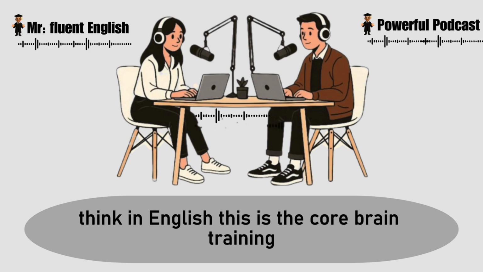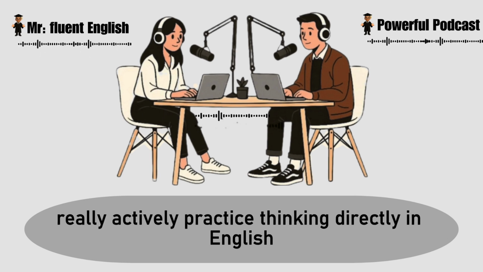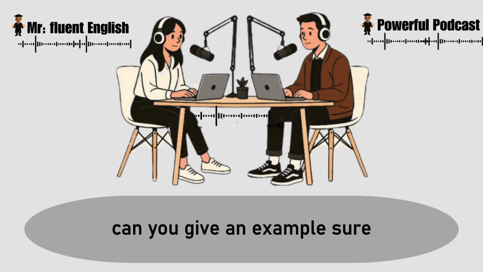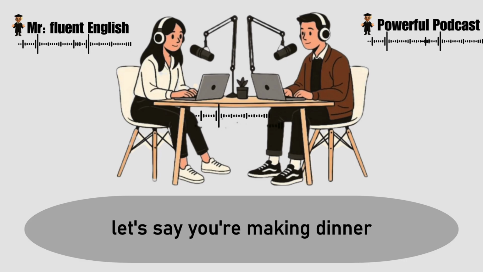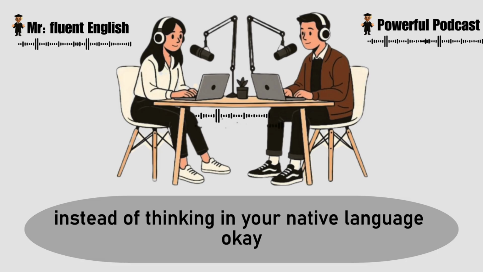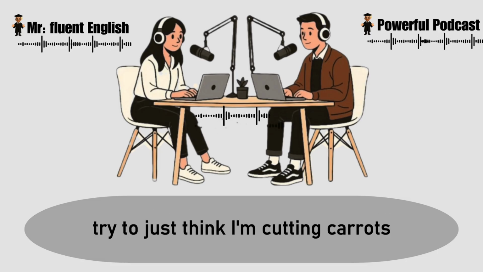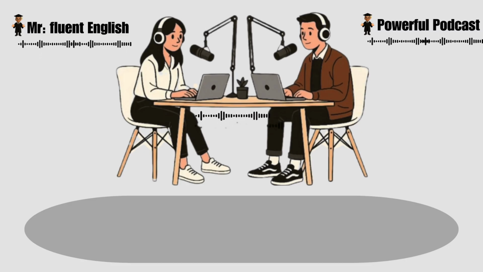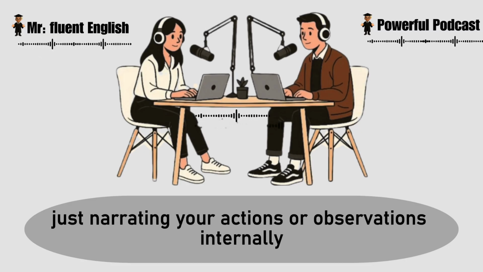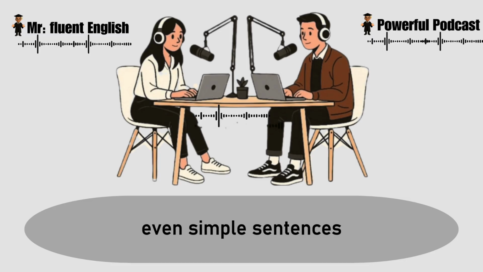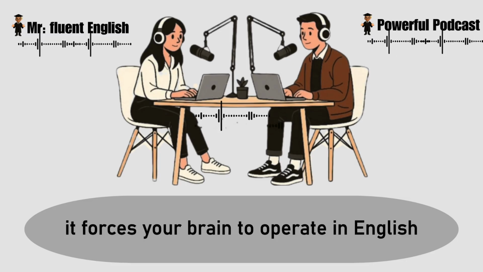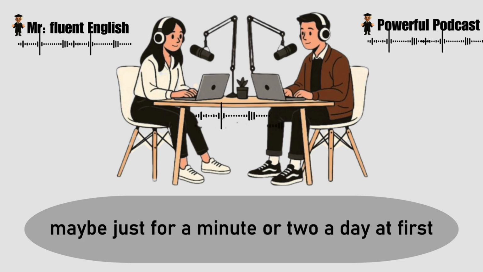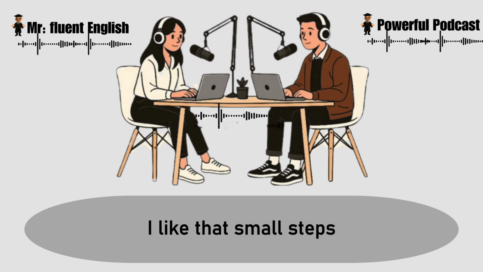This is the core brain training, really. Actively practice thinking directly in English instead of translating your thoughts. How does that work in practice? Can you give an example? Sure. Let's say you're making dinner. Instead of thinking in your native language, okay, I need to chop these carrots, try to just think, I'm cutting carrots. Or notice, the water is boiling. Just narrating your actions or observations internally, but in English. Exactly. Even simple sentences. It forces your brain to operate in English, bypassing that translation habit. Start small, maybe just for a minute or 2 a day at first. I like that. Small steps.